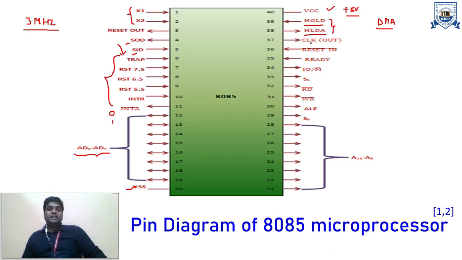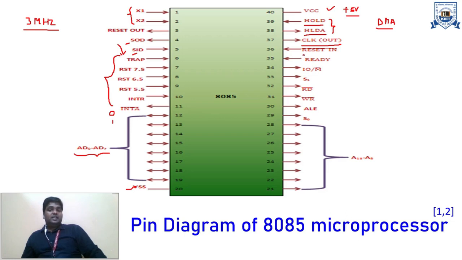In the same way, we have clock out. The clock out pin is basically used to generate the clock pulse for peripheral devices, or it is used to configure the clock pulse of peripheral devices. So for this purpose, we generally use this clock out pin.